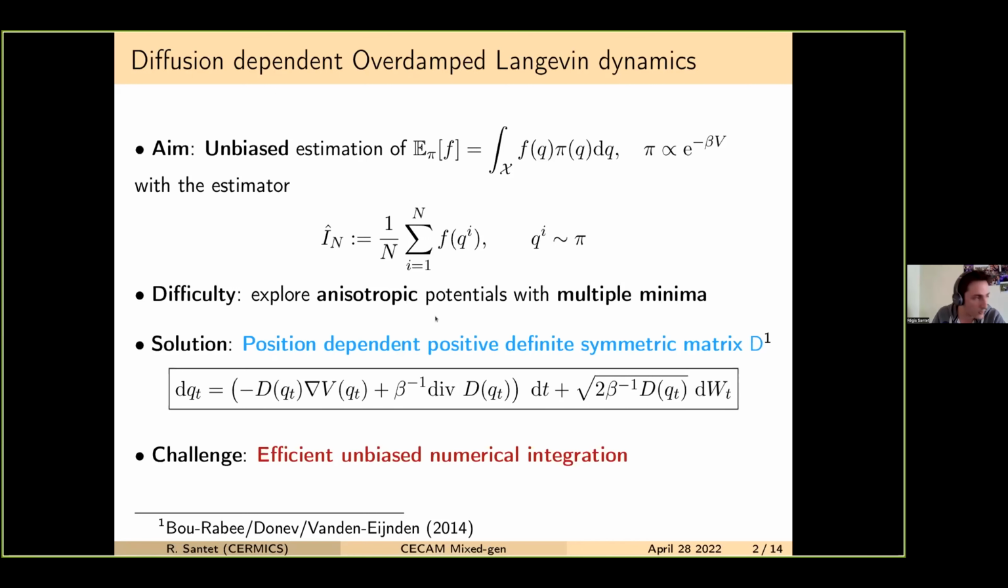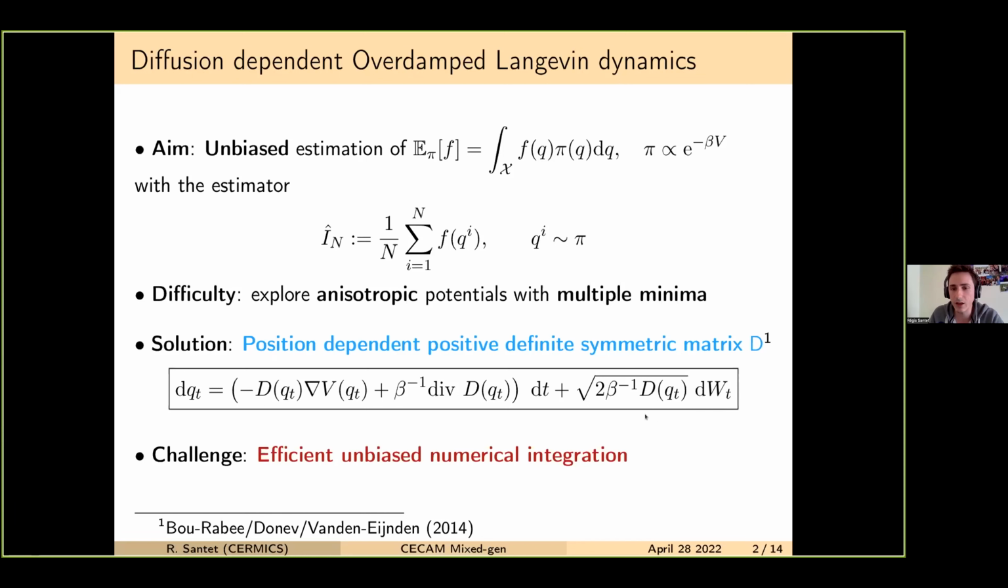There are also many ways to help the system go to unseen places, or to cross energy barriers, for example. One solution that I have in mind is to introduce a diffusion coefficient which is position dependent. Usually when we talk about the overdamped Langevin dynamics, we have minus the gradient of V as the drift term, and some noise with the square root of 2 over beta, so that I have the inverse temperature term here. But what I want to introduce is this matrix term here, a positive definite symmetric matrix D, and it is position dependent.